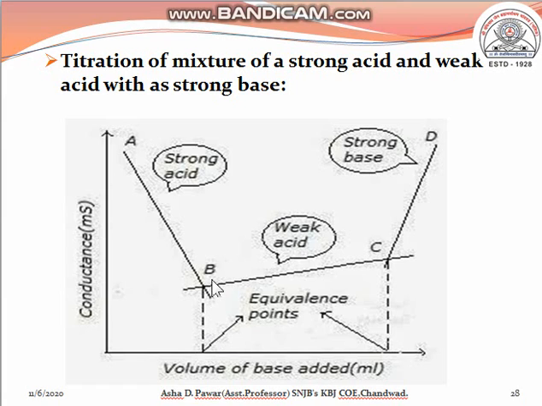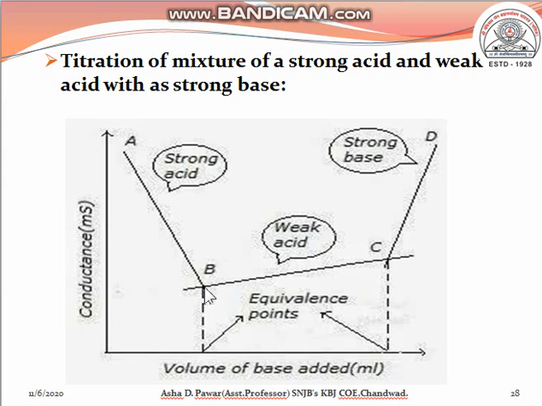Then one more acid is there in the mixture, that is acetic acid, the weak acid, and it starts to neutralize by the addition of what? Strong base. So you know that in the titration of weak acid and strong base, at the initial stage, conductance is what?